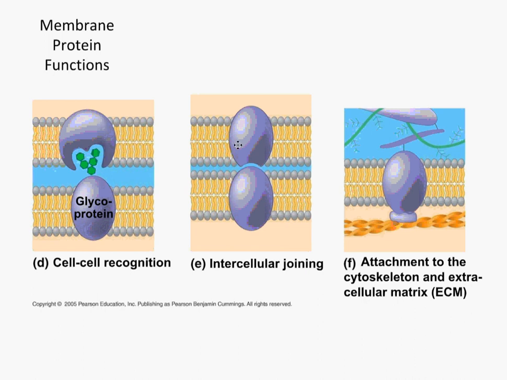Intercellular joining, literally stitching cells together so that they stay attached. So these are just a connection point. They're not communicating necessarily, but they're physically stitching the two cells together. And then here you can see the attachment to the cytoskeleton and the extracellular matrix we talked about earlier. This is part of the cytoskeleton. This is part of the ECM. And this protein acts as a conduit for them, a way for them to communicate with each other.